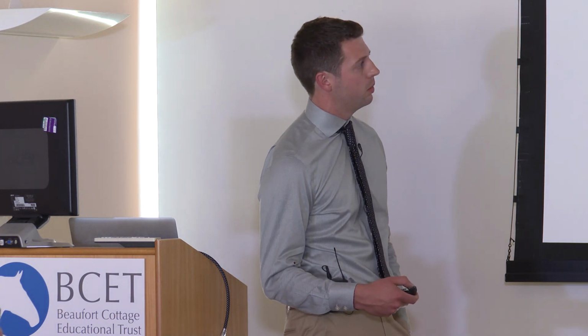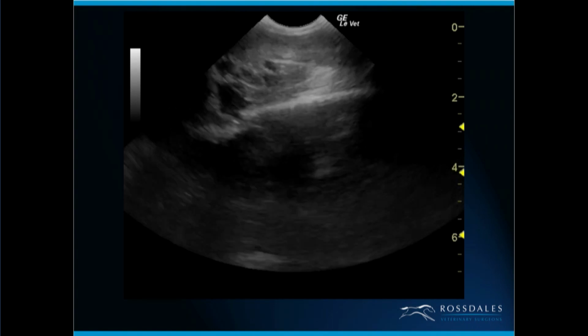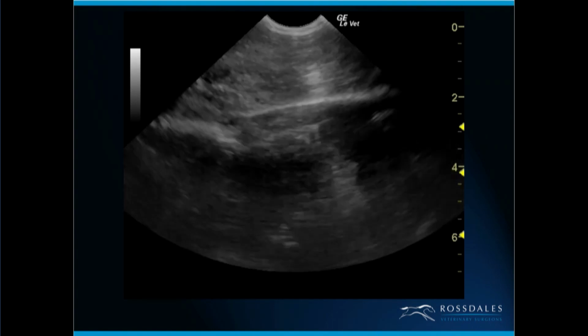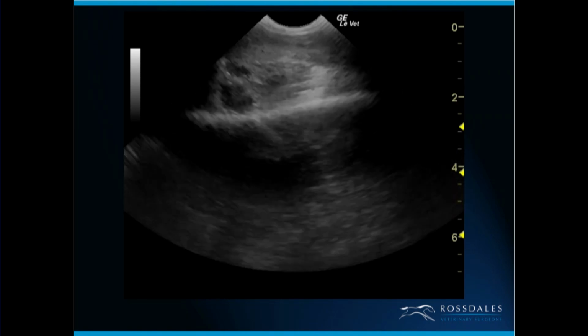This is the same foal, and just over the heart you can see there's a displaced fracture here, which is basically almost touching the heart, and you can just see a little bit of free fluid there also.